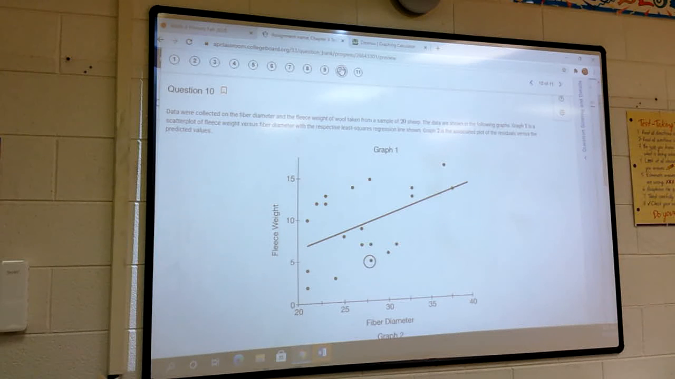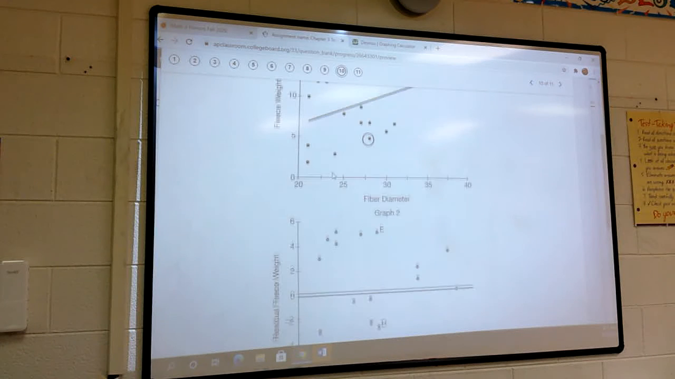10. Data were collected on the fiber diameter and the fleece weight of wool taken from a sample of 20 sheep. The data are shown in the following graphs. Graph 1 is a scatter plot of fleece weight versus fiber diameter with the least squares regression line shown. Graph 2 is the residuals. Okay, so you get a scatter plot and you get a residual plot.